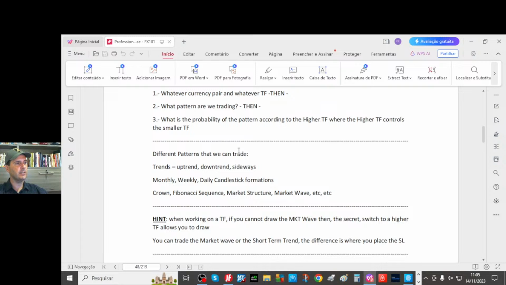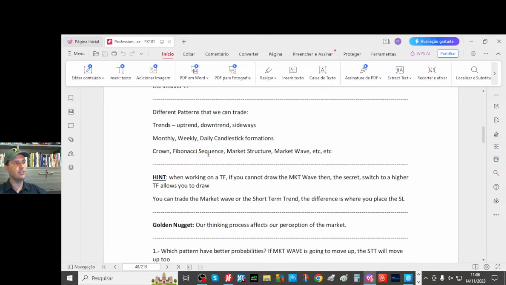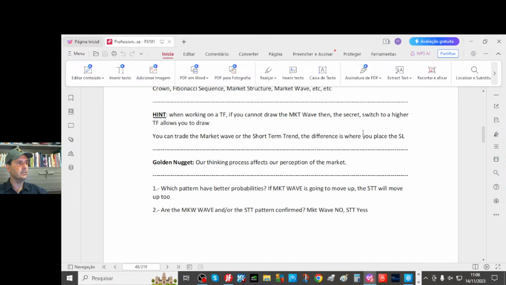Different patterns that we can trade: trends, monthly, weekly, daily candlestick formations, didn't learn this yet, crown, Fibonacci sequence, market structure, and so on. Hint: when working on a time frame, if you cannot draw the market wave, then the secret: switch to a higher time frame. You can trade the market wave or the shortened trend. The difference is where you choose the stop loss.